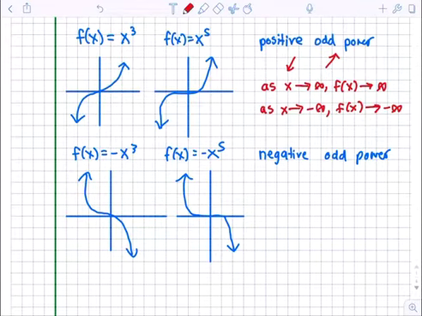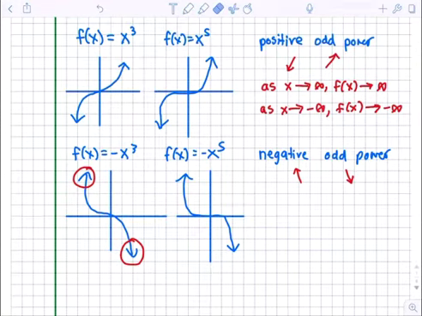So as x approaches infinity, going to the right, f of x goes up. f of x approaches infinity. And as x approaches negative infinity, going to the left, f of x approaches negative infinity, going down. So those are the end behaviors for positive odd powers. Now let's look at negative odd powers. If you look at the end behaviors, it goes up, and then it goes down.